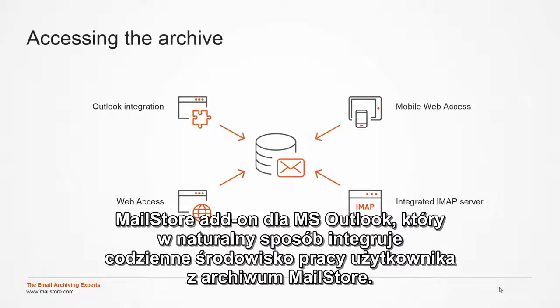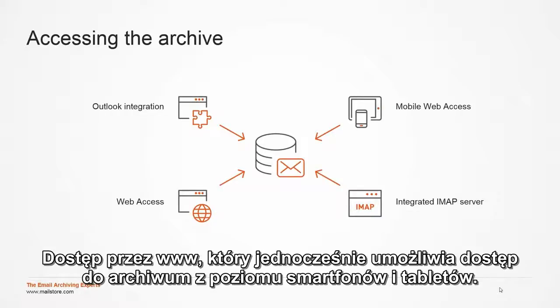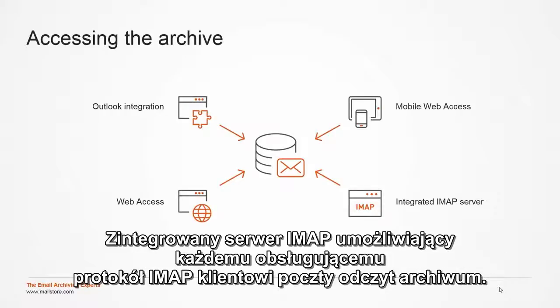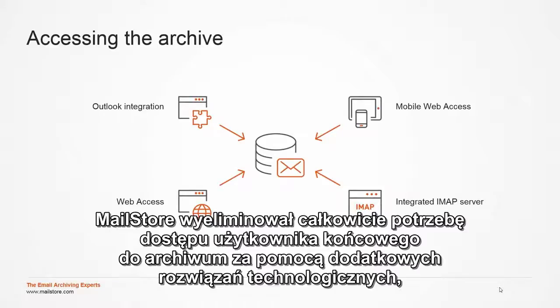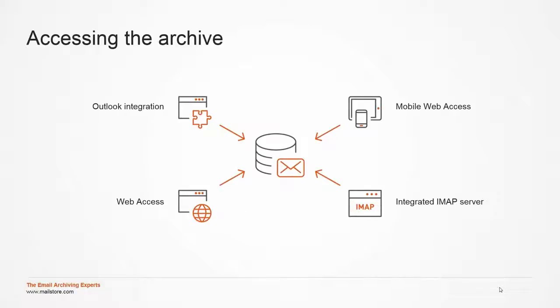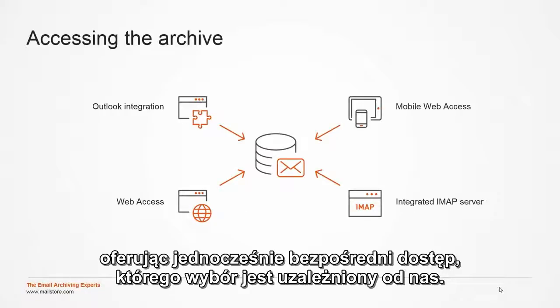The MailStore add-in for Microsoft Outlook that integrates seamlessly into an end user's usual working environment. Web access, which also supports modern smartphones and tablets. The integrated IMAP server that gives any IMAP-compatible email client read access to the archive. MailStore Server has completely removed the need for users to access stub objects and other technologies that detract from server performance, and always offers a direct line of view into the archive regardless of the access path.